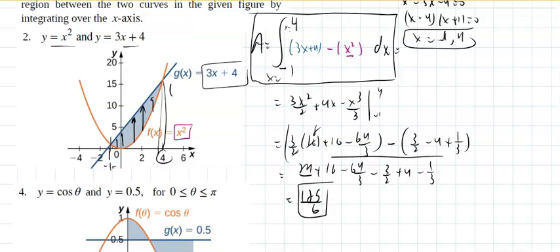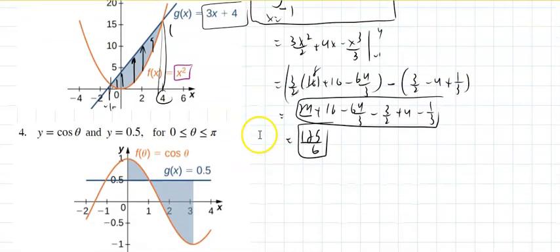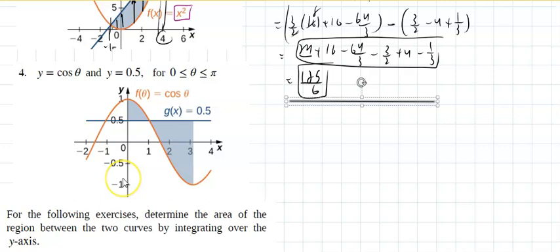Now on a test, if I ever ask you to work it out, you could just leave it like that. You don't have to add fractions on an exam. Normally I'm going to ask for a setup more than anything. So setup, do not solve. Tell me how this area works.